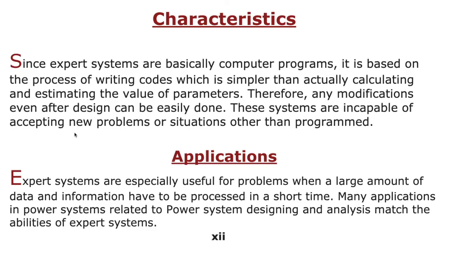The characteristics of an expert system. Since expert systems are basically computer programs, it is based on the process of writing code, which is simpler than actually calculating and estimating the value of parameters. Therefore, any modification even after a decision can be easily done. These systems are incapable of accepting a new problem or situation other than what is programmed.